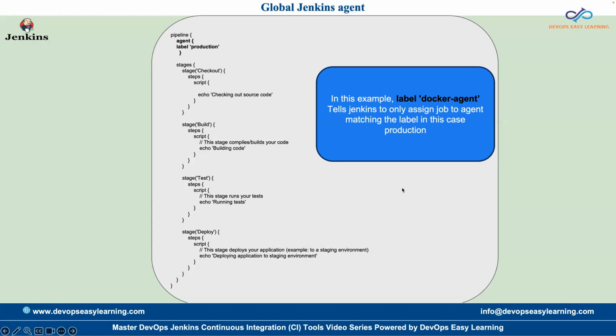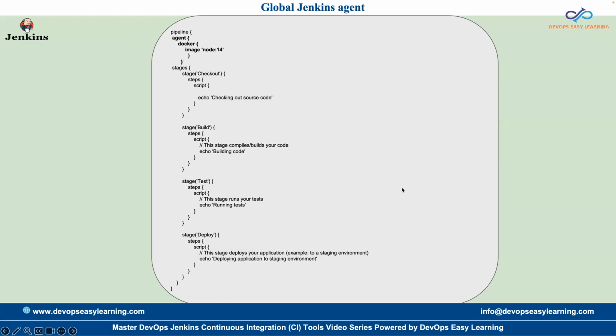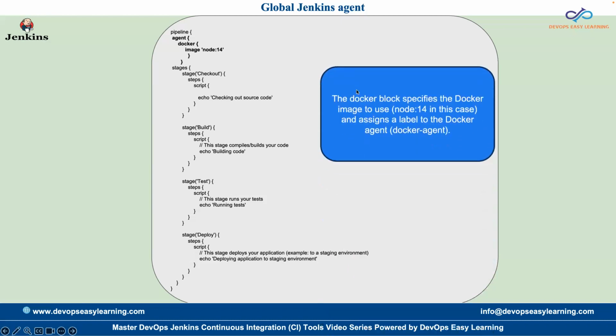Now, another type of agent in Jenkins is that you can call containers as dynamic agents. You can call a container as an on-demand or dynamic agent. If you call a container, here we are telling Jenkins to go ahead and start a node 14 container: pull the node 14 image, start a container with that, and run the job inside that container instead.